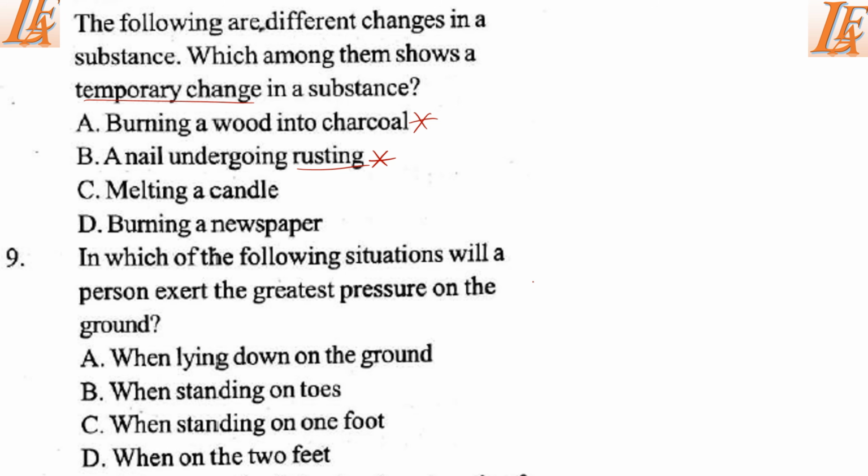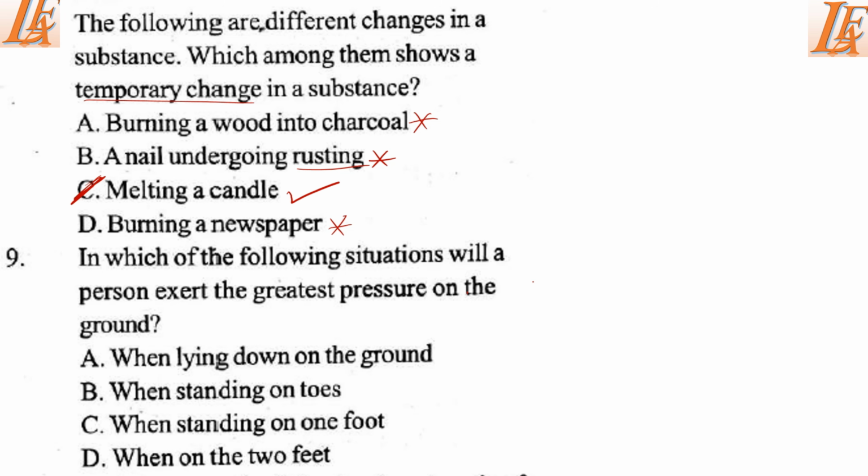C. Melting a candle. Melting is a temporary process because a candle is in solid state. When you melt it, it changes to liquid state, and then when you cool it, it changes back to solid state. So this one is a temporary change. Then D. Burning a newspaper. This one you cannot reverse. Therefore, the correct answer here is melting a candle.